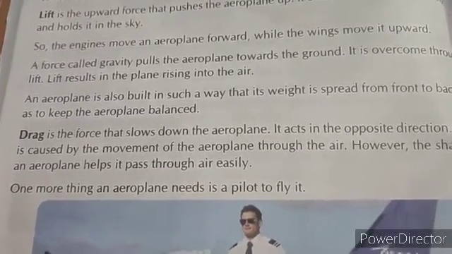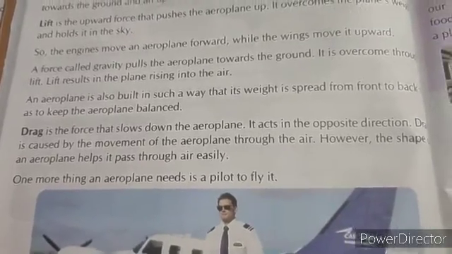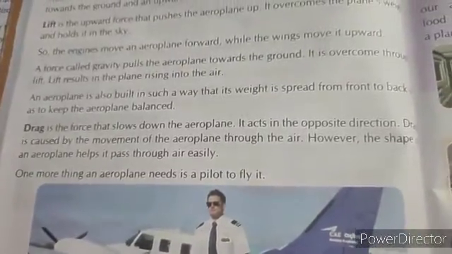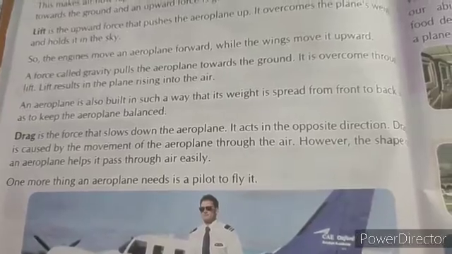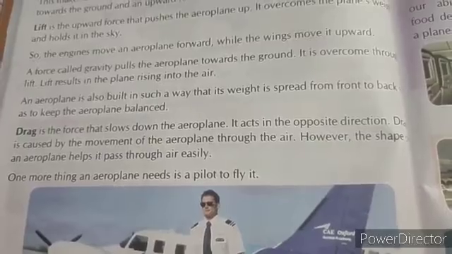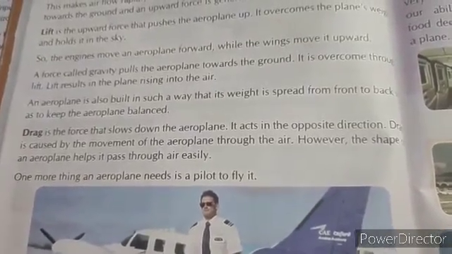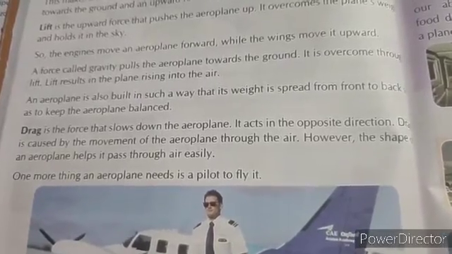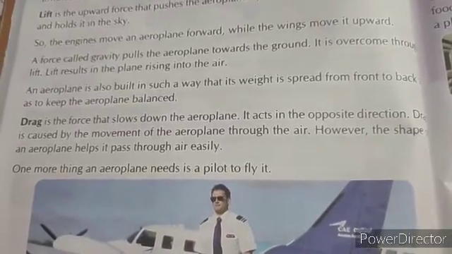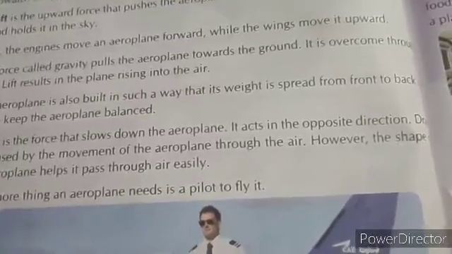Drag. Drag is the force that slows down the aeroplane. It acts in the opposite direction. Drag is caused by the movement of the aeroplane through the air. However, the shape of an aeroplane helps it pass through air easily. One more thing an aeroplane needs is a pilot to fly.